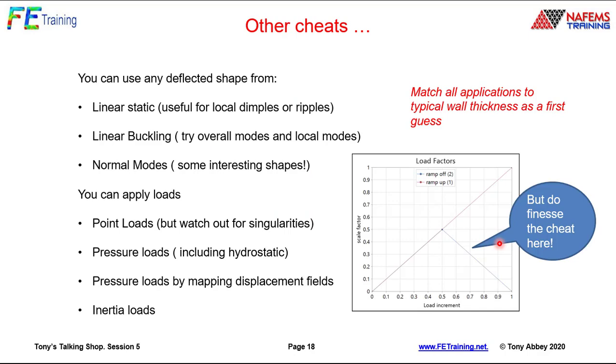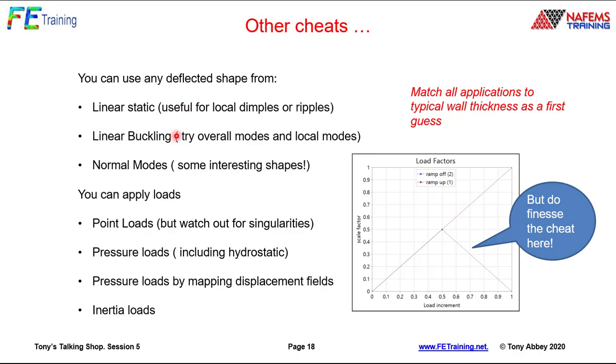So other cheats: we can basically use any deflected shape we like and imprint that on the structure. Linear static is very useful because if I've got some local dimples or ripples, particularly some sort of local damage, which I think I'm going to be seeing, then what I can do is apply a soft little spot kind of pressure distribution and push my little dimple in there, or ripple, or whatever I want. And if I know this is somewhat similar to that initial imperfection, then that's quite useful.